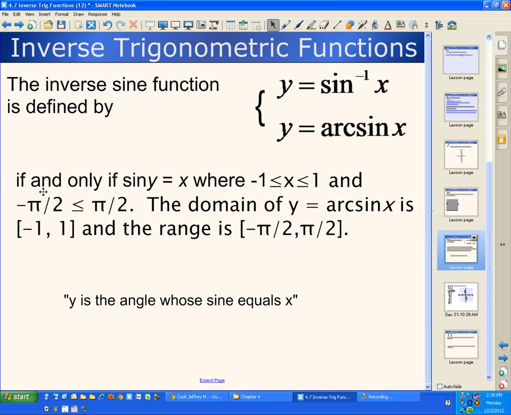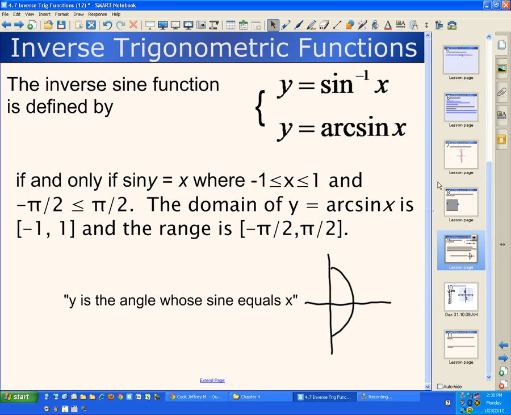So here's the definition: y equals arc sine of x if and only if sine of y equals x, with x between negative 1 and 1, and here's our domain restriction, that y is between negative pi over 2 and pi over 2. Remember sine is our y values, so this restricts it to the first and fourth quadrant, and it will basically give us the inverse trig function that we're dealing with. All right, and so y is the angle whose sine is equal to x. And so that's really all we're talking about for our inverse.